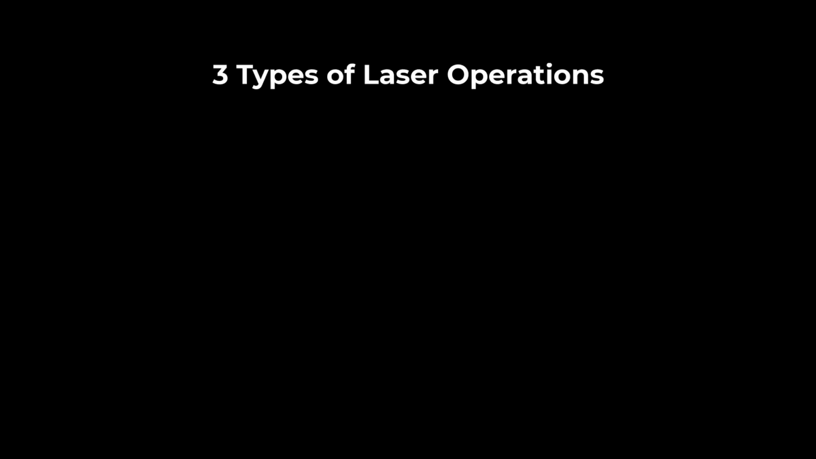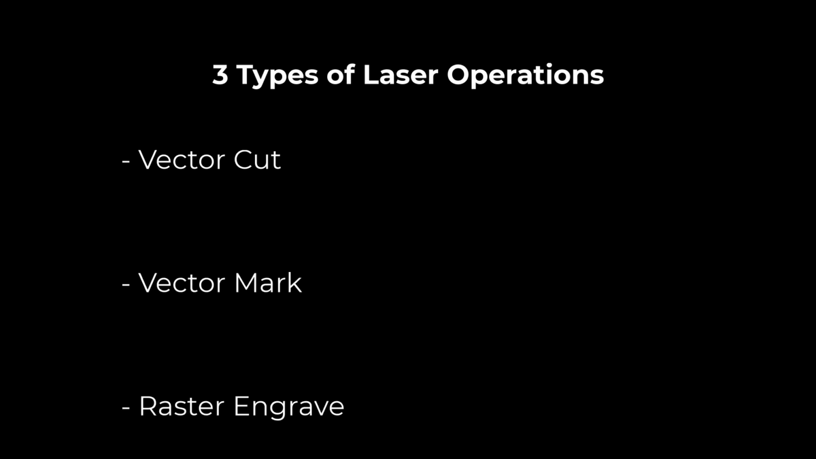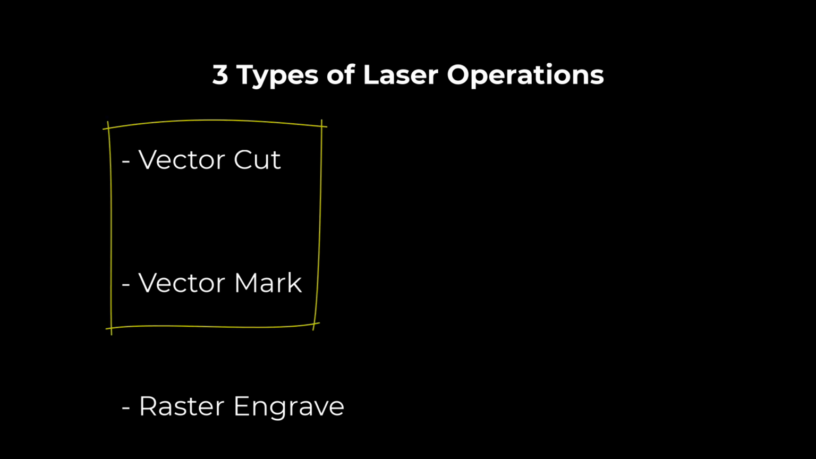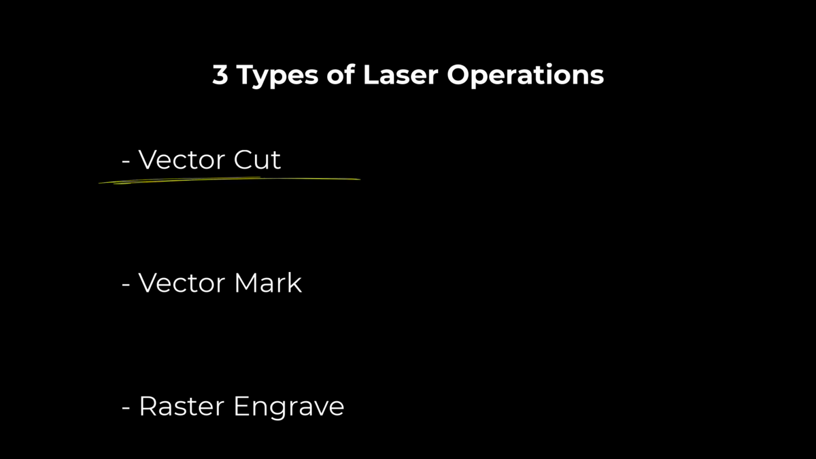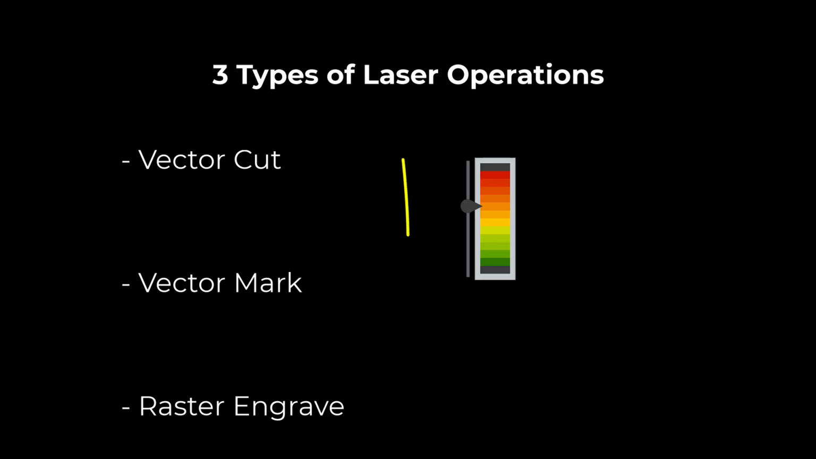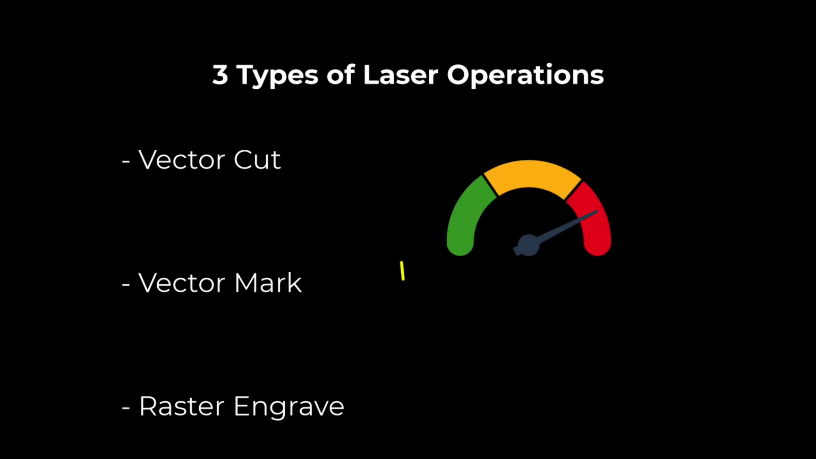Okay, now we'll talk about the three types of operations you can perform with a laser cutter. These are vector cut, vector mark, and raster engrave. Vector cut and vector mark are very similar. The only difference is that vector cut refers to cutting all the way through a material, and vector mark refers to simply marking the material and not cutting all the way through it. This is accomplished by either lowering the laser power or increasing the travel speed of the laser.